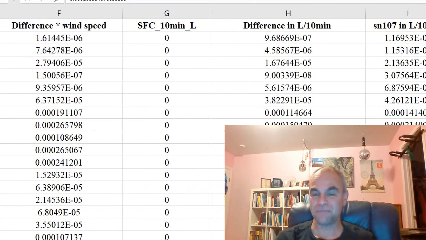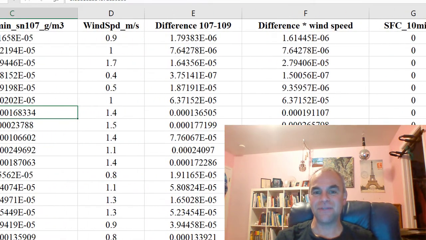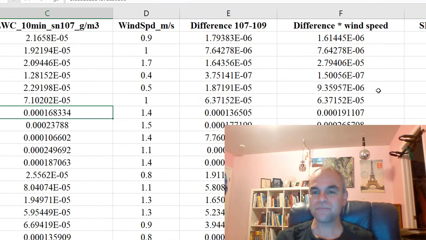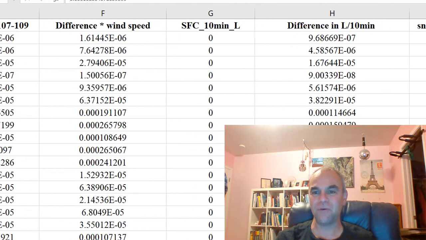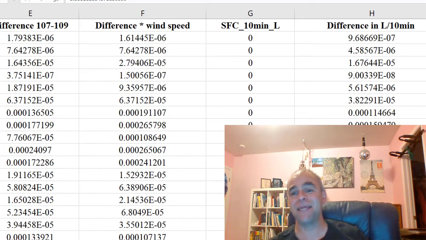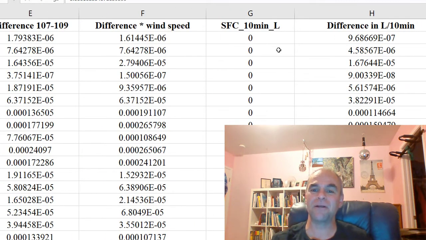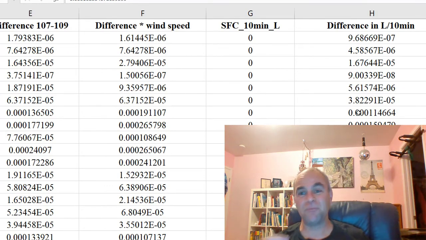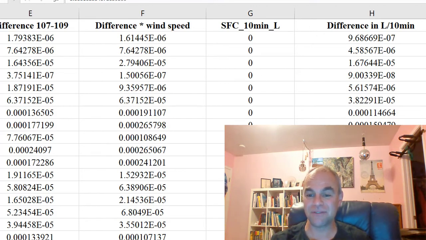Column H, I converted this difference over here, which I multiplied by the wind speed, but I converted it into the equivalent amount of water in liters per 10-minute interval, so that I can compare columns G and H evenly. That's the goal. Compare columns G and H. I have to put them in the same units to compare them. So columns G and H are in the same units.